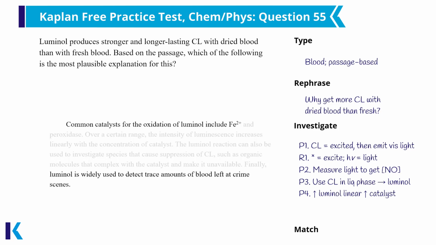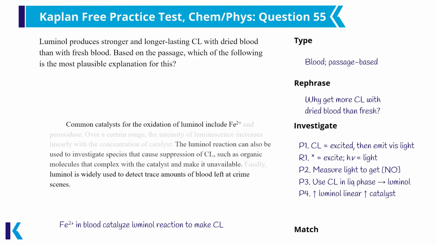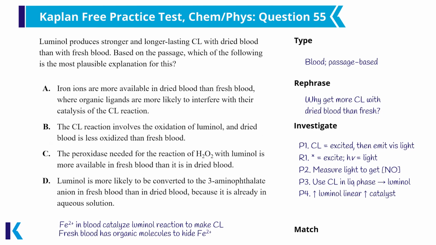One of the catalysts for the luminol reaction is iron 2+, which I know from my studies is found in hemoglobin in blood, and it's the iron in the blood that's catalyzing the production of chemiluminescence. If I keep reading into that paragraph, this detail stands out. Organic molecules can complex with catalysts like iron 2+ and make it unavailable. Therefore, it's plausible that in fresh blood, there's some of this organic molecule hiding the iron 2+, resulting in less chemiluminescence. With that prediction, I'm going to head back into the answer choices.